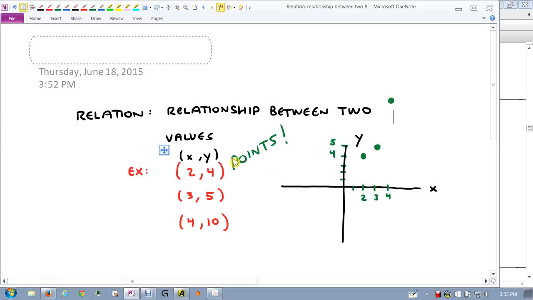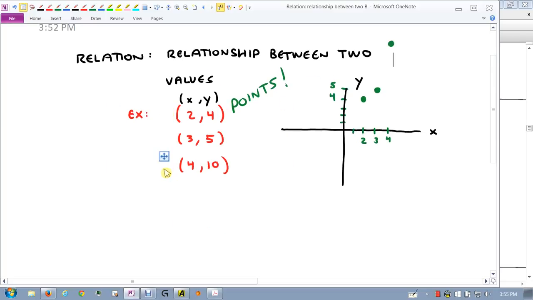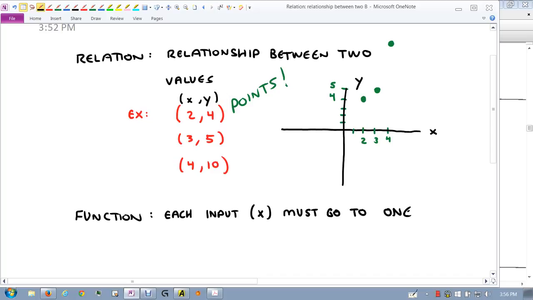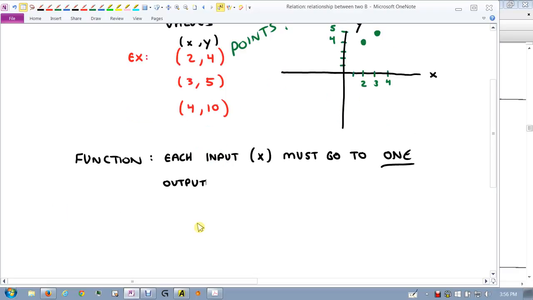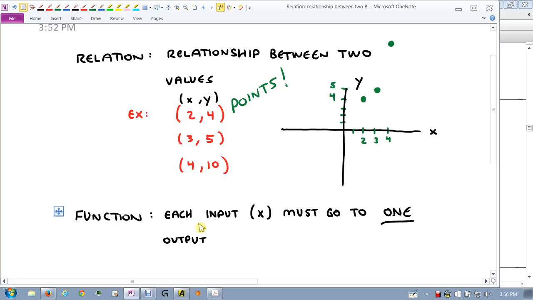Now, how is a relationship different than what's called a function? That's the next definition. A function is different than a relation in this respect. For a function, each input, which for us is going to be the x value, must go to one output, which is the y.